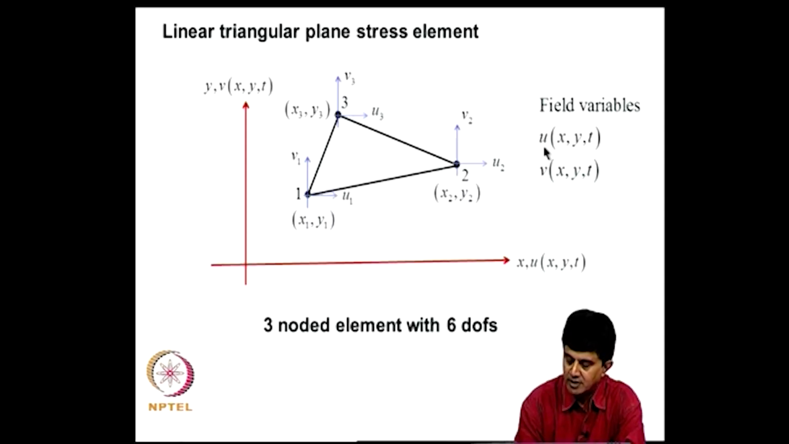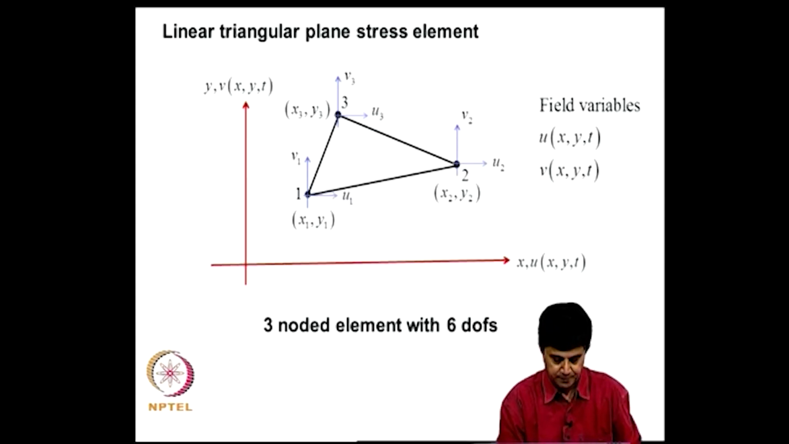That means u is interpolated in terms of u1, u2, u3, and v is interpolated in terms of v1, v2, v3, and the interpolation functions are derived. So, for example, the interpolation function n1 at this node will have value 1, and at these 2 nodes it will have value 0, and in this particular case we use linear interpolation functions.